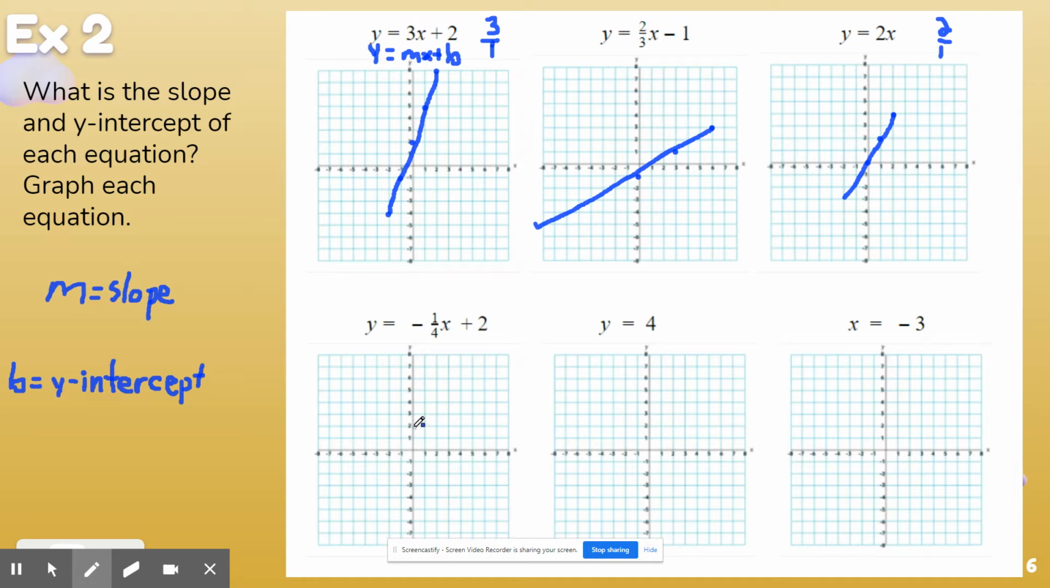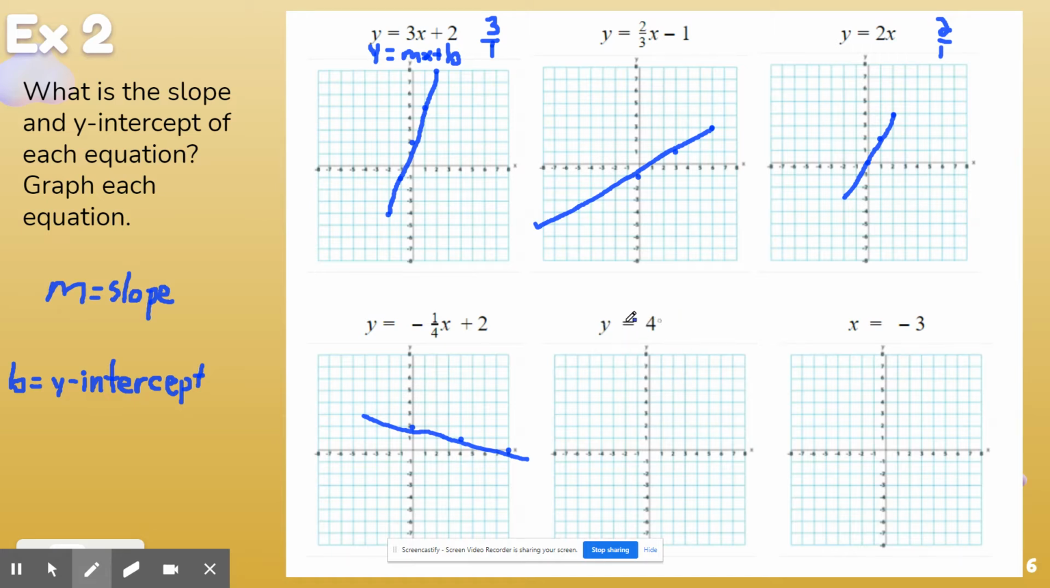Down here, plus 2 tells me to start at 2. A -1/4 tells me to go down 1 and 4 to the right, down 1 and 4 to the right, down 1 and 4 to the right. And then you graph the line using a ruler or a computer that'll let you do it.